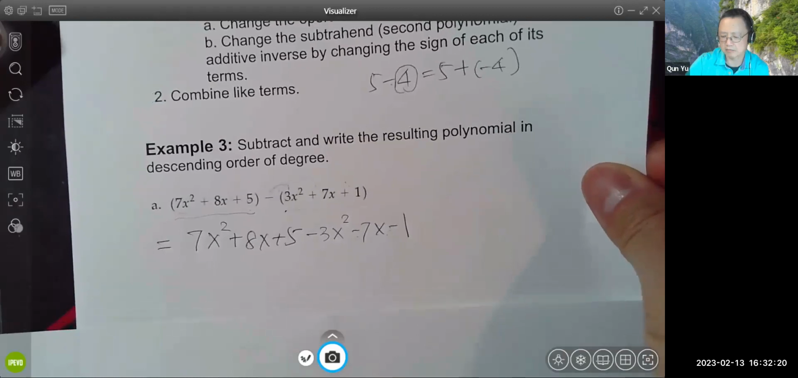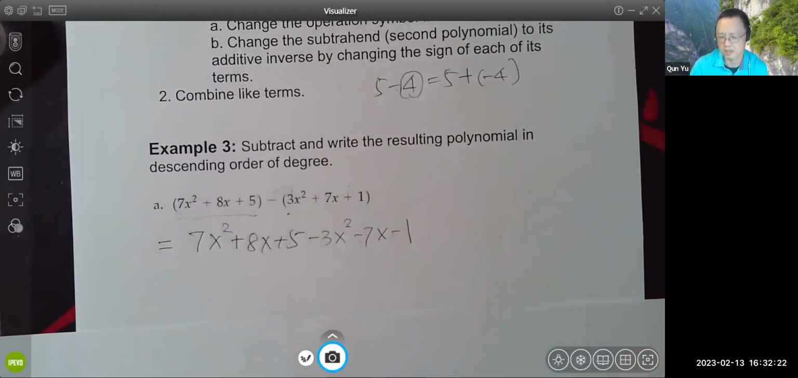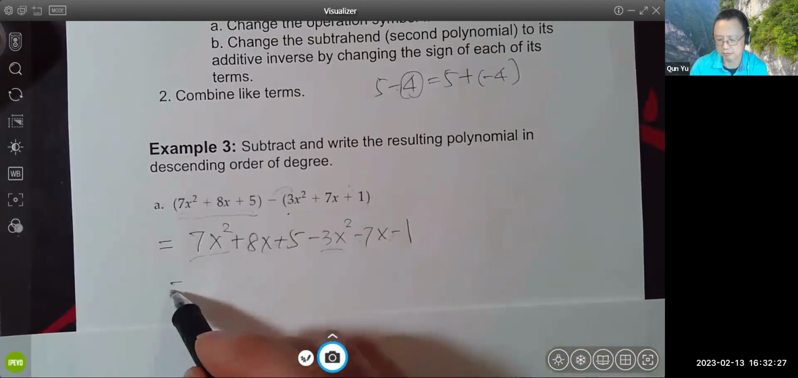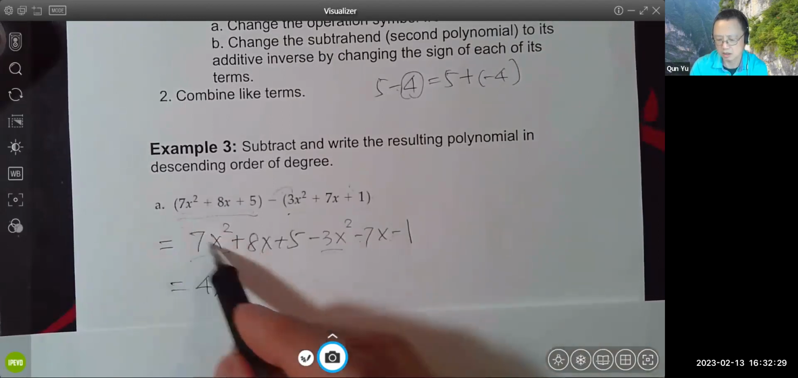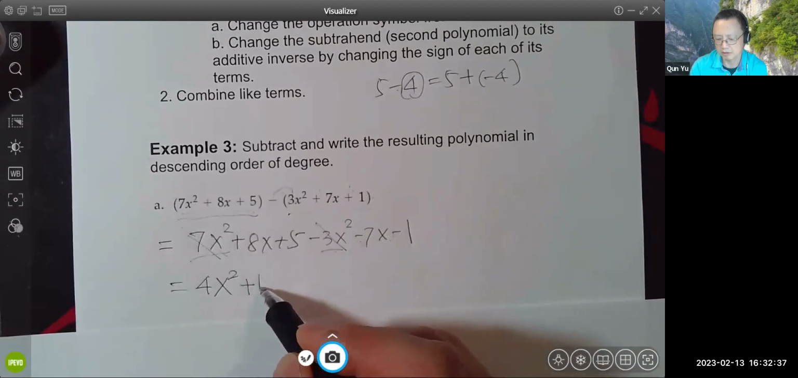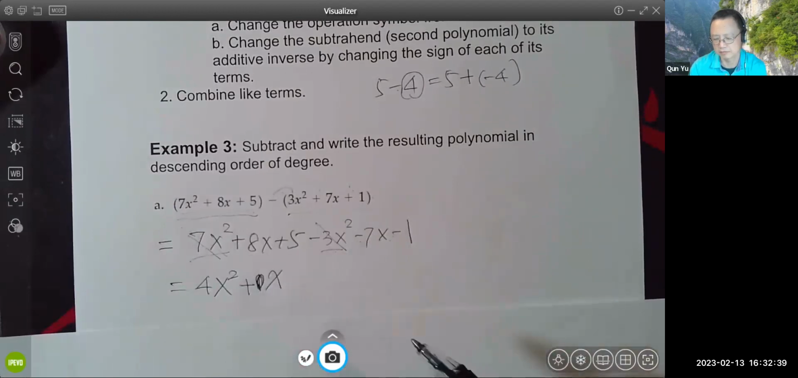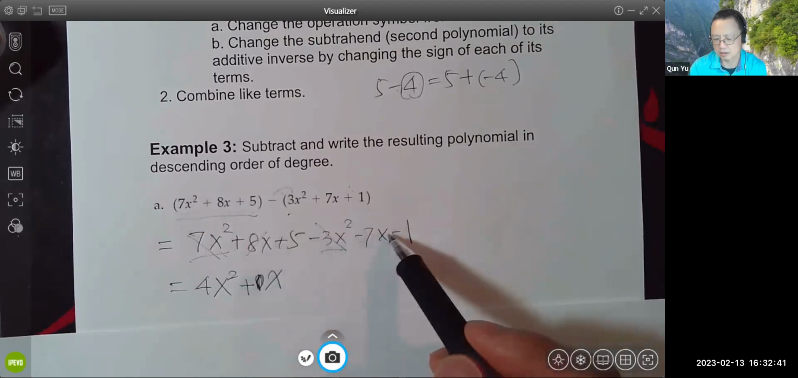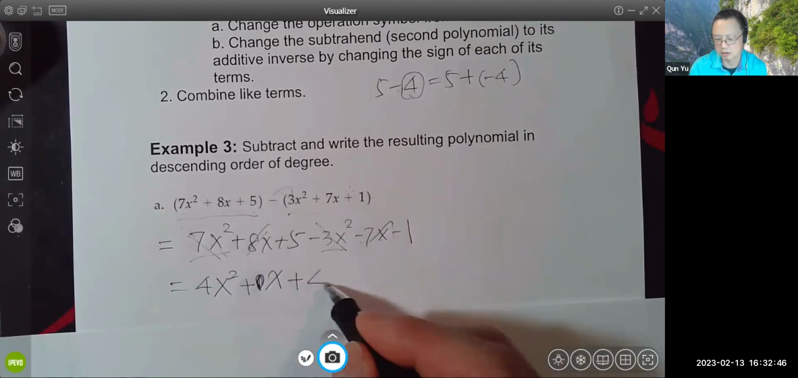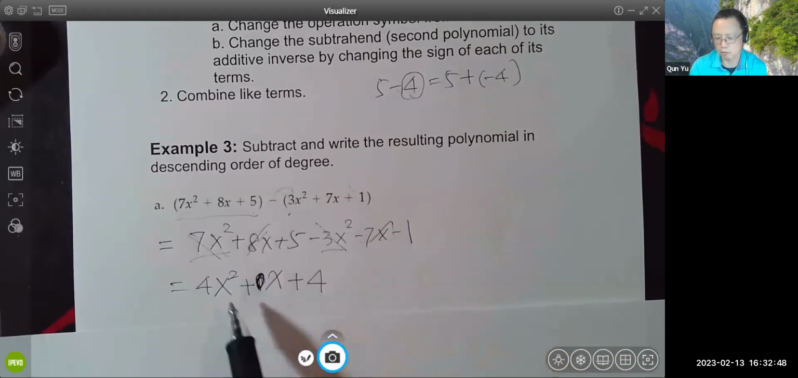Okay, now it's time to combine like terms. Square term, 7 minus 3, that is 4. This is gone. X term, positive 8 minus 7, that's positive 1. We don't need to write 1 if we have 1x. And two constant terms, positive 5 minus 1, that's positive 4. So final answer is 4x squared plus x plus 4.